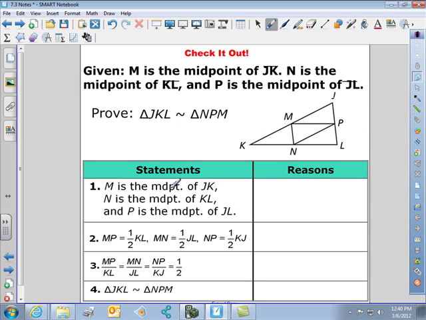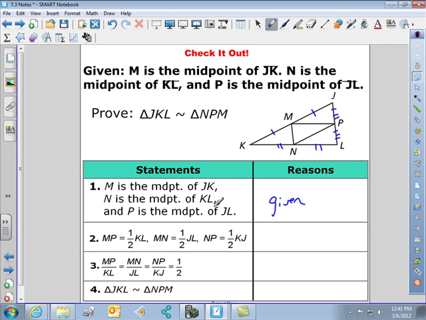Looking at this proof, it says M is the midpoint of JK. Just kidding, M is the midpoint of JK. Okay? This is all our given information. N is the midpoint of KL. I'm going to mark some things down here, and we'll probably state those later. And P is the midpoint of JL. Okay? The measure of MP is equal to half of KL.